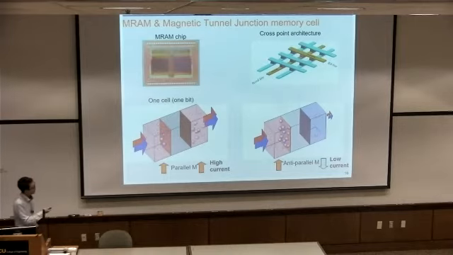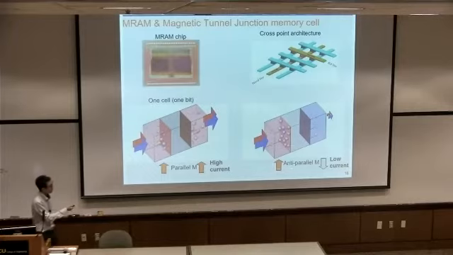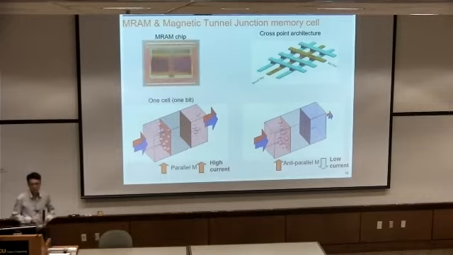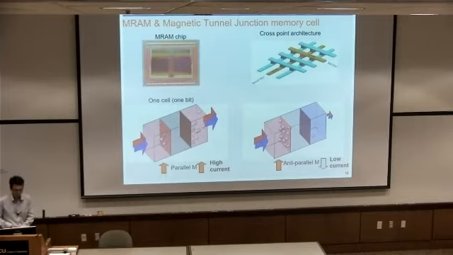If the two magnetic layers are pointing in the same direction, we have high current. If one of the layers is flipped, this is called the anti-parallel configuration, and we have low current. So we can constitute digital information 0 and 1. So this is the foundation of how we can store 0 and 1.